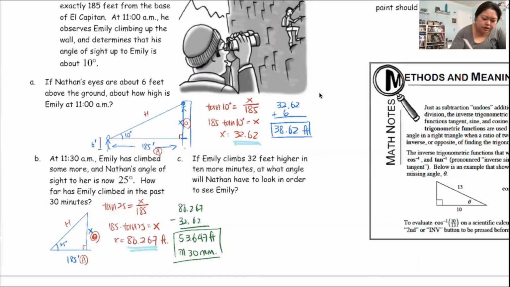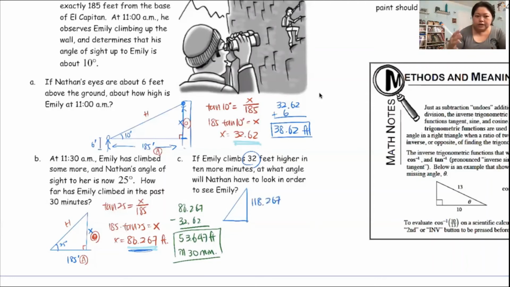So let's see, this is what the changes in our picture are going to look like. So he is now at a much different angle than we had before. We don't know what that is, but she is 32 feet higher. So 32 feet plus the 86 that she was at before. So 32 plus 86.267. She is now at a height of 118.267, right?